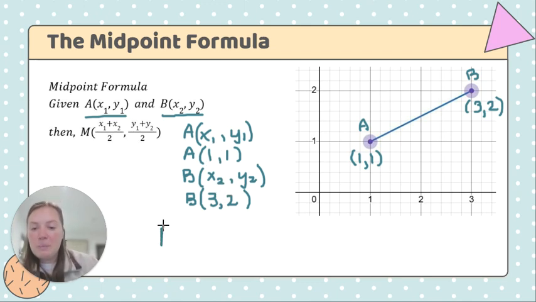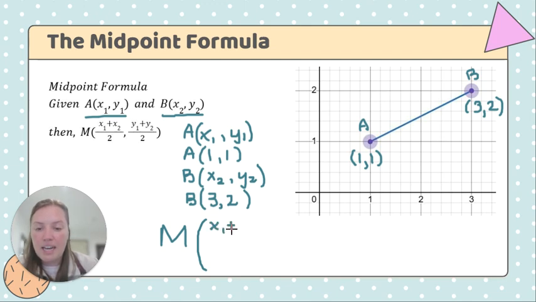Then what we can do is plug it into our midpoint, which is realistically just identifying what that coordinate is. So we are taking our x1 value and adding it to our x2 value and then dividing that answer by 2 to get our new x value for our midpoint.